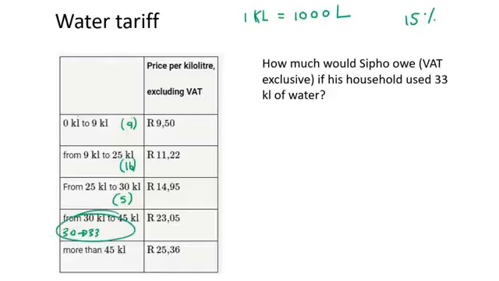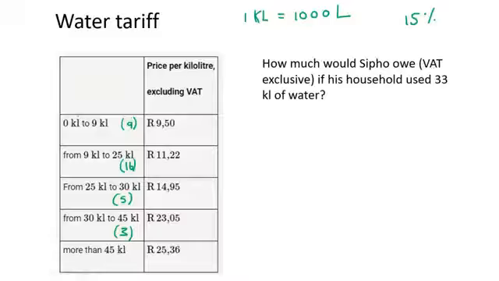So in this category, we're not using 30 all the way to 45. We're only going from 30 to 33. So that means we're only going to use 3 kiloliters in that category. So if you then had to go add up all of these numbers, you'll see that it adds up to 33 kiloliters. Okay, so you always start over here.